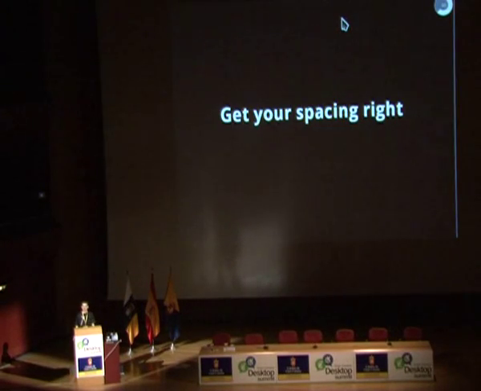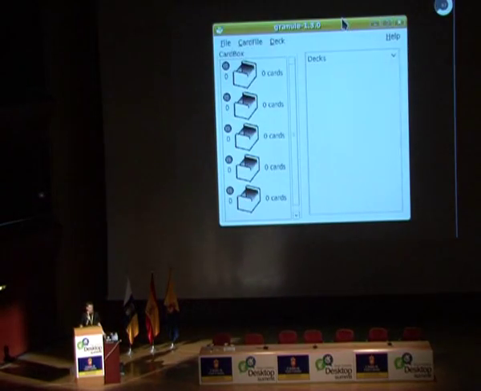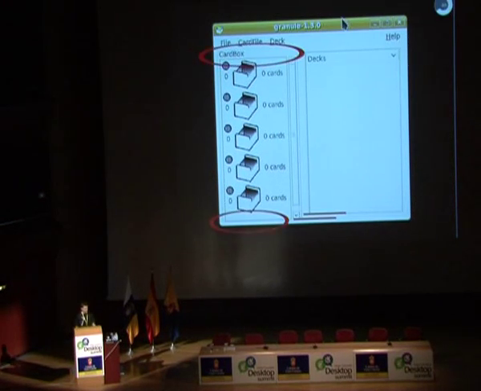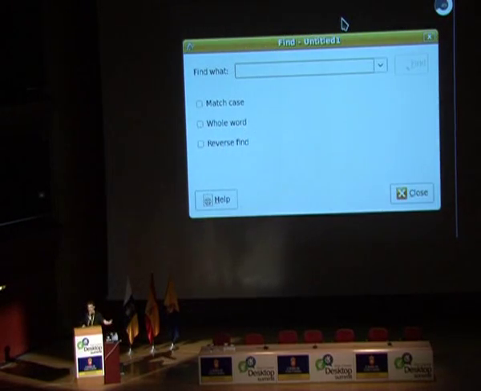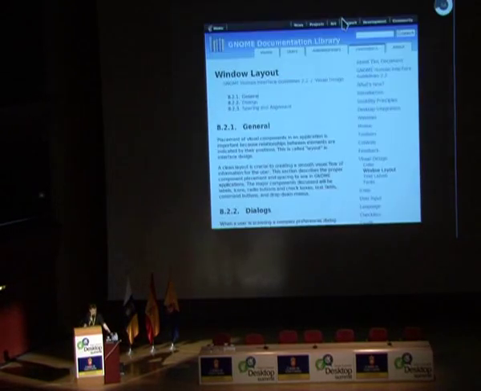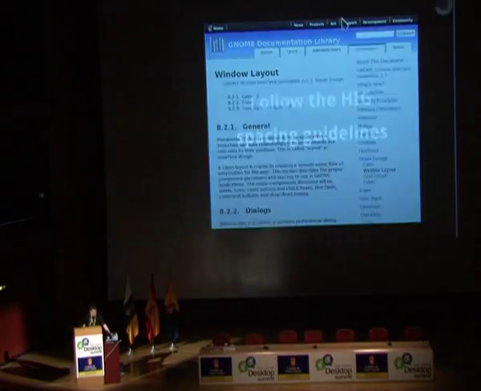Number 7, get your spacing right. I don't know why this happens. I think it might be a problem with the design of Glade. But very often when I'm asked to review interfaces, I see something like this. All sorts of silly little alignment and spacing problems. So, this is AbiWord, a similar problem. The HIG has a section on spacing. Please read it. Please follow it.